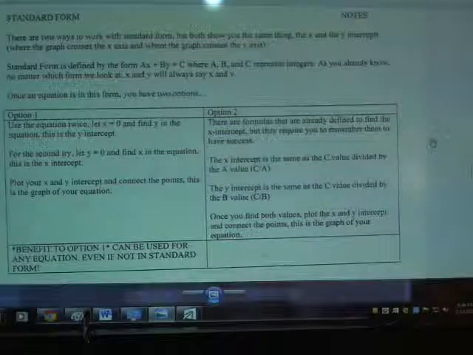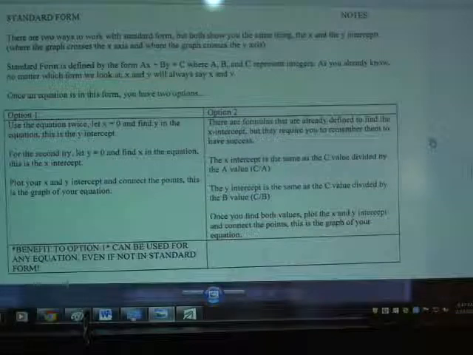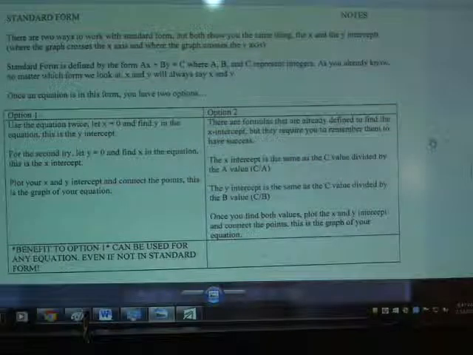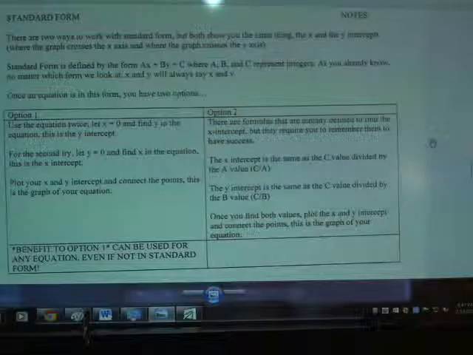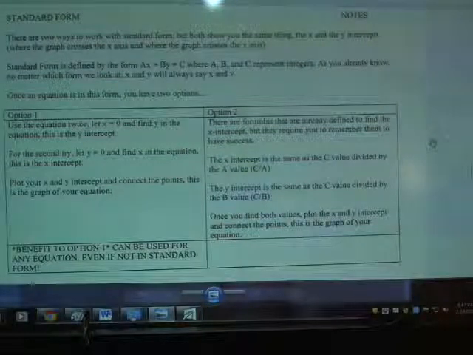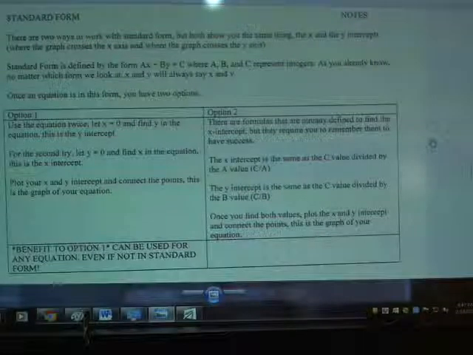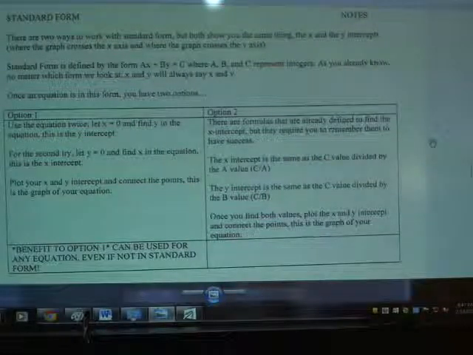Now, as far as that goes here, what you're going to see is you have two different approaches to solve using this method. What you're going to end up doing with this method, no matter which approach you do, is you're going to end up plotting the x and the y-intercepts, where the graph crosses over the x-axis and where the graph crosses over the y-axis. Now, which method you use to do that is up to you.